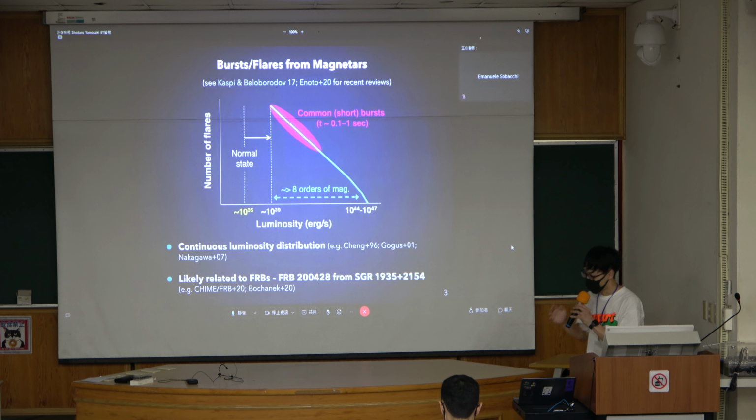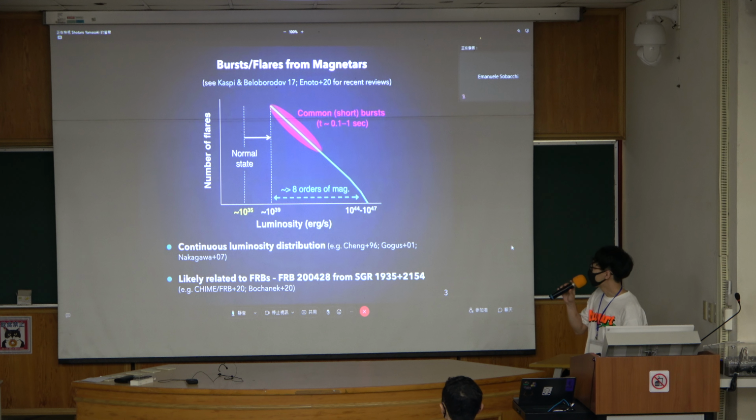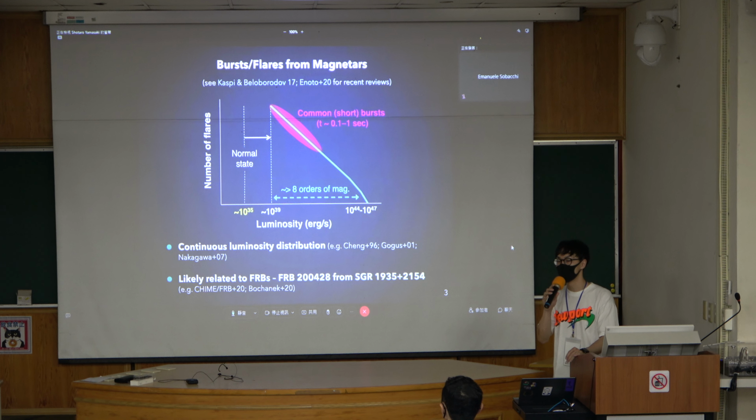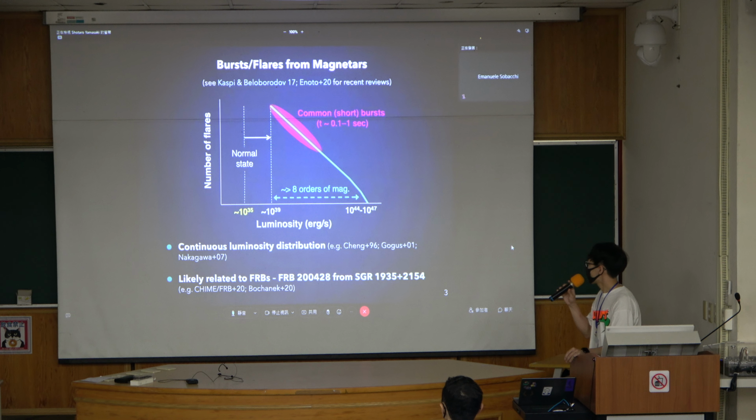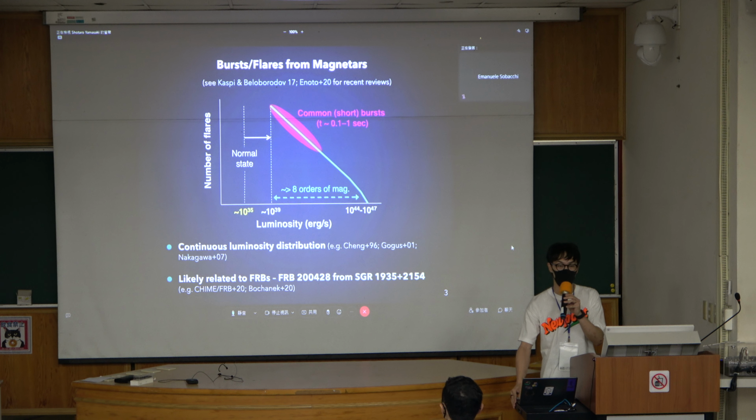We see the most common burst, which is called the short burst, here. This is the faintest population, but it's very common. We often see this kind of burst with very short duration, less than 1 second. And we also see this type of peculiar flare from the galactic magnetar in association with fast radio burst. So this kind of study is very important.